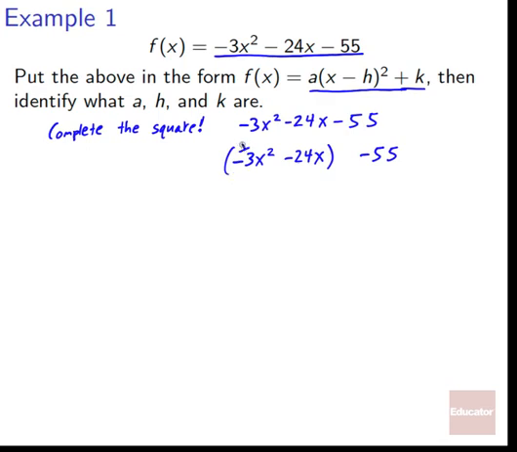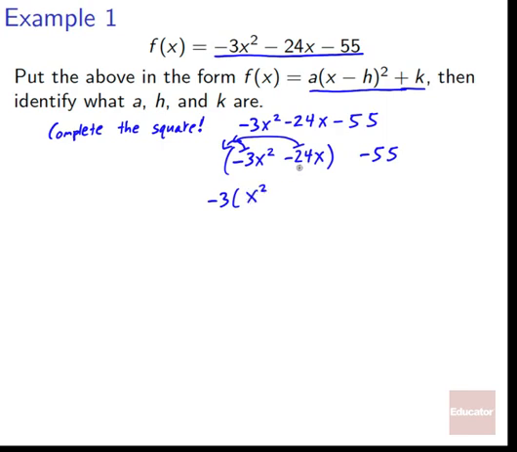Now we want to pull out the negative 3 to clear things out. If we're pulling negative 3 out of negative 3x squared, we also have to pull it out of negative 24x. So if we pull negative 3 out front, negative 3x squared divided by negative 3 becomes just positive x squared.